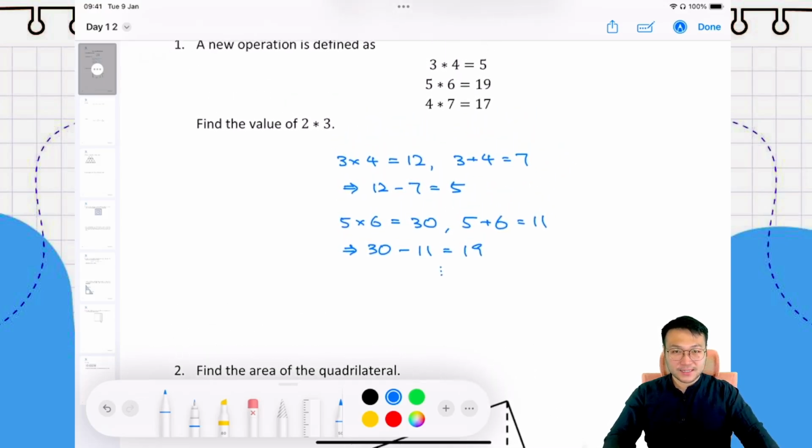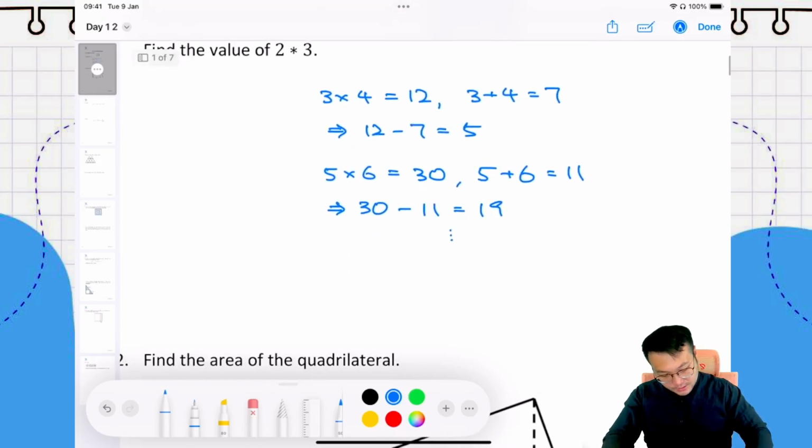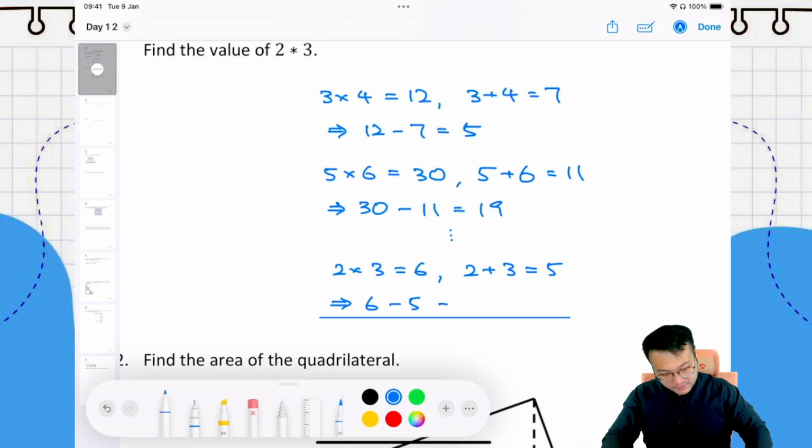Okay, let me ask Jun Chen. Hi, Jun Chen, are you there? Okay, tell me what's the pattern. Oh, do you know what's the pattern, Jun Chen? Very good, Jun Chen. Okay, so you told me that 2 times 3 is 6, 2 plus 3 is 5, and therefore 6 minus 5 gives you 1. You are totally correct. Good job, everyone.